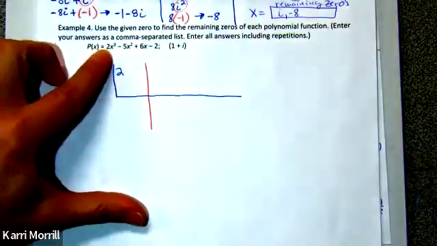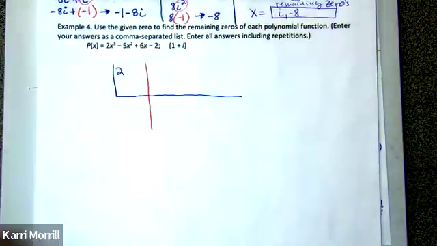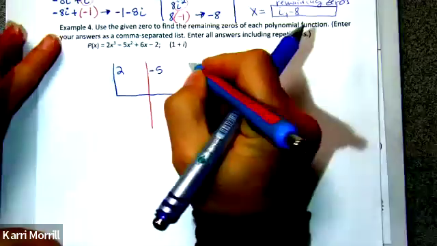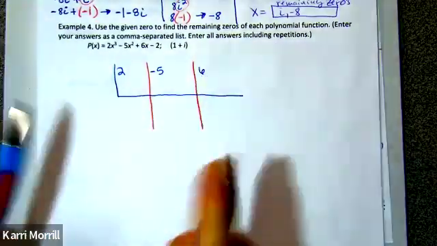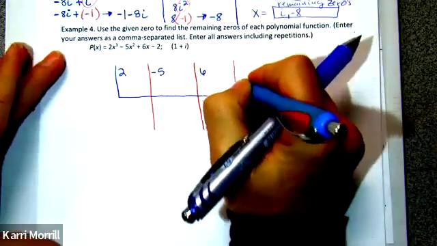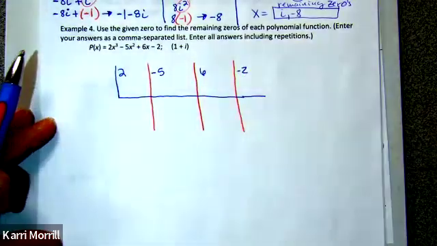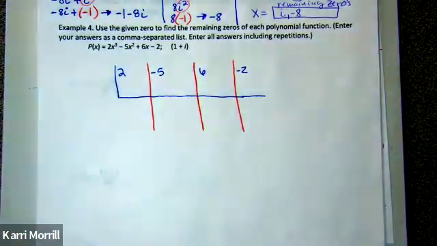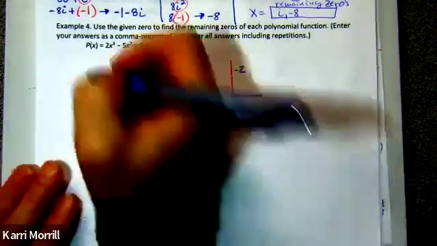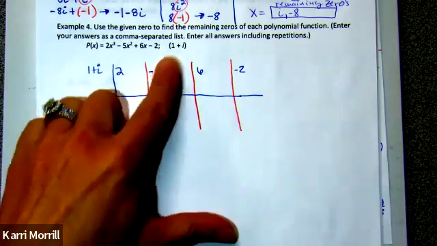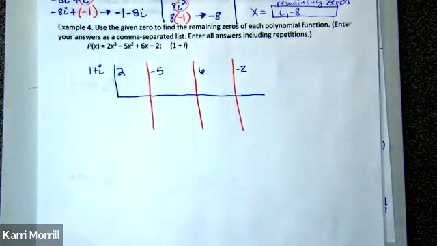So I have my 2. So 3, 2, 1, and none. And then I have my -5, and I'm gonna leave a space. And I have 6, and I'm gonna leave a space. And I have a -2. So I'm using a 1 plus i over here. So this is the given zero, so use exactly that.